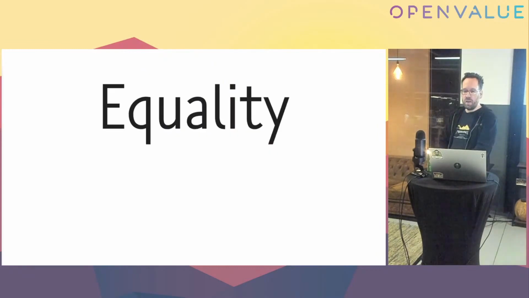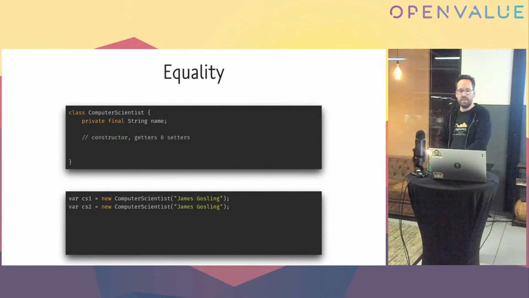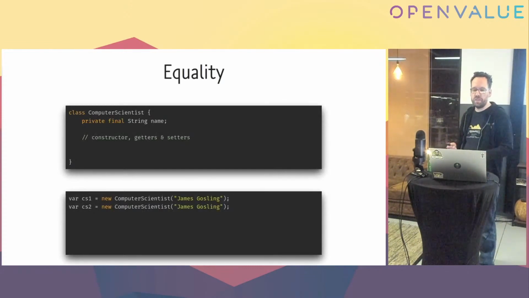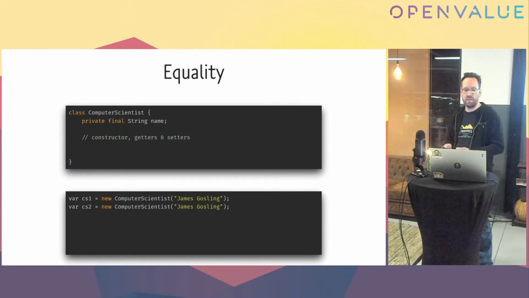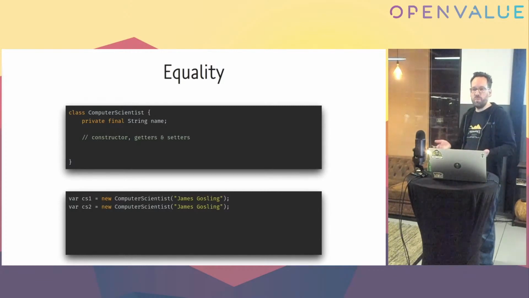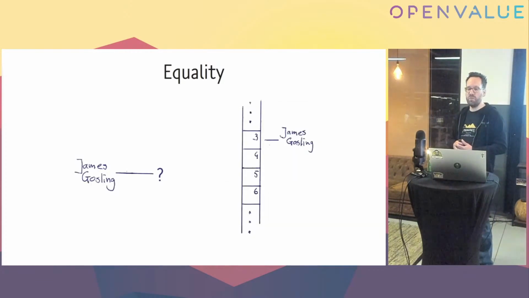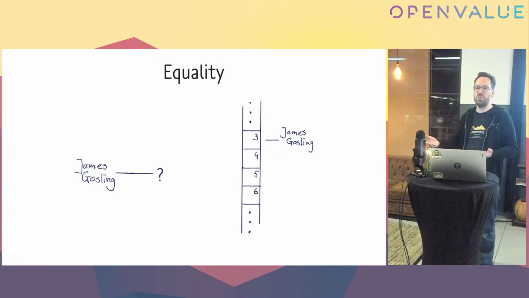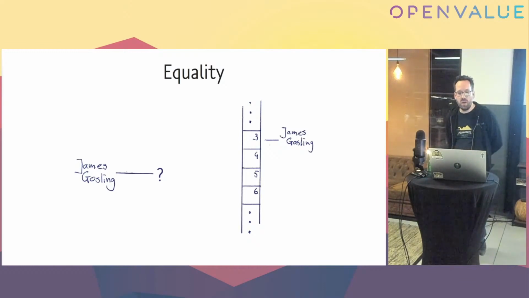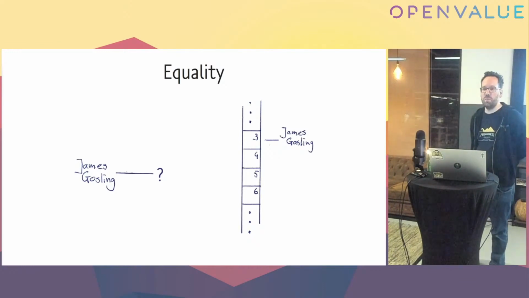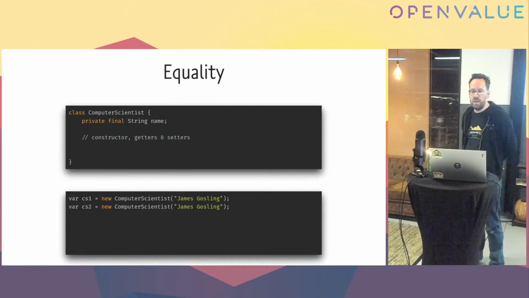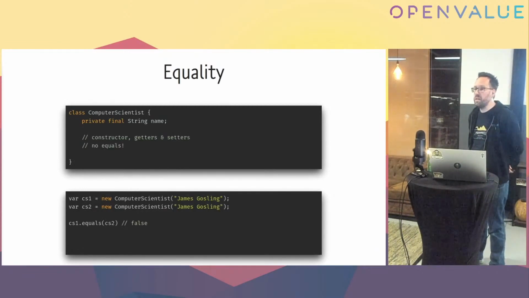And finally, something close to my heart, equality. Let's say that we have a class that models a computer scientist who has a name. And I have left out some of the boring stuff like constructor, getters, setters, whatever. And I create 2 entities, 2 instances of this. One of them is in a hash map, and the other one I have as an object, and I want to see if it is actually in my hash map or not. So how do I do that? Well, at the moment I can't, because I didn't implement equals. I cannot compare these 2.